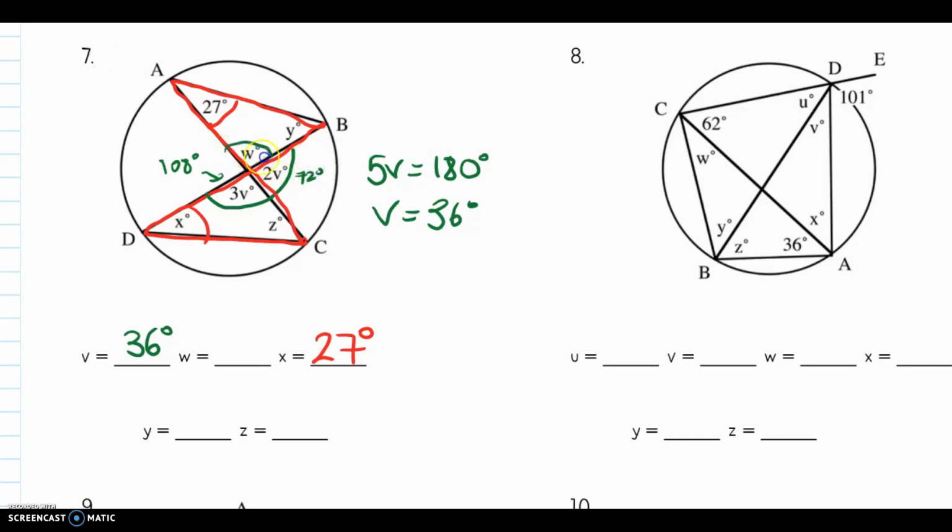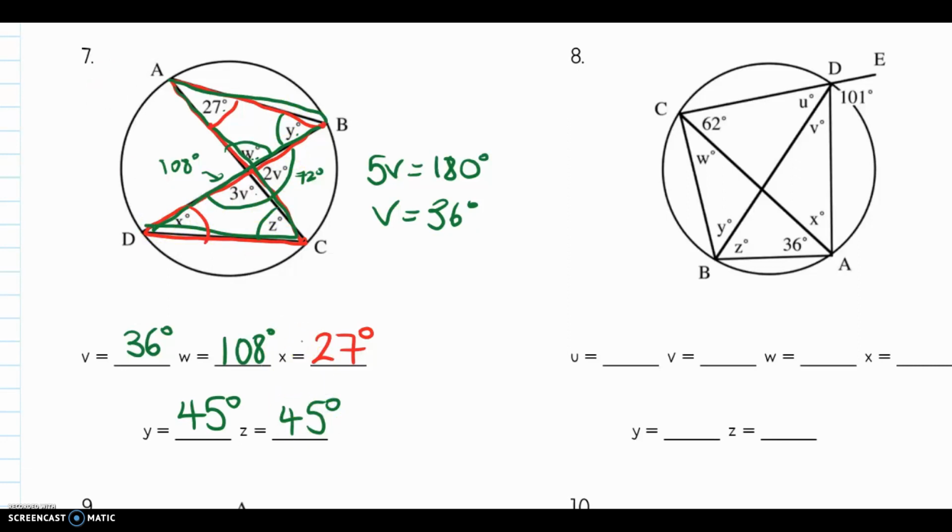W will be the same as 3v, so w must be 108. And then y here, we can just say 27 add 108 and take that away from 180, y is 45. And then you can either do the same in the other triangle, or this angle will have to be the same as this angle. So the z and the y are the same, they're both 45 degrees.